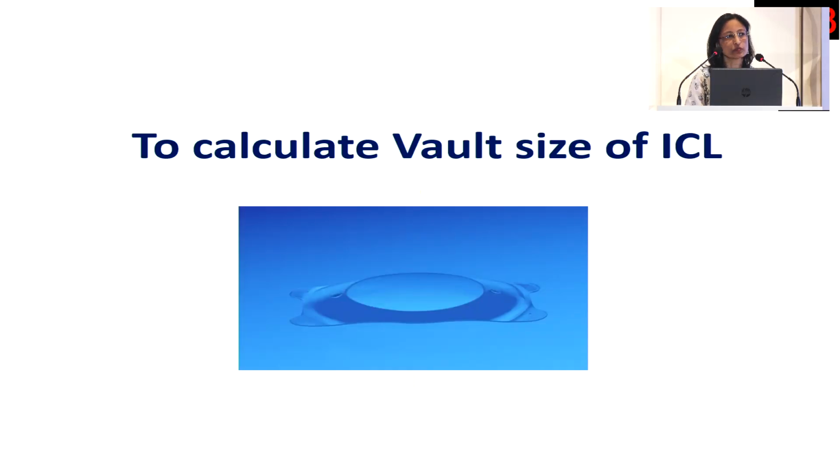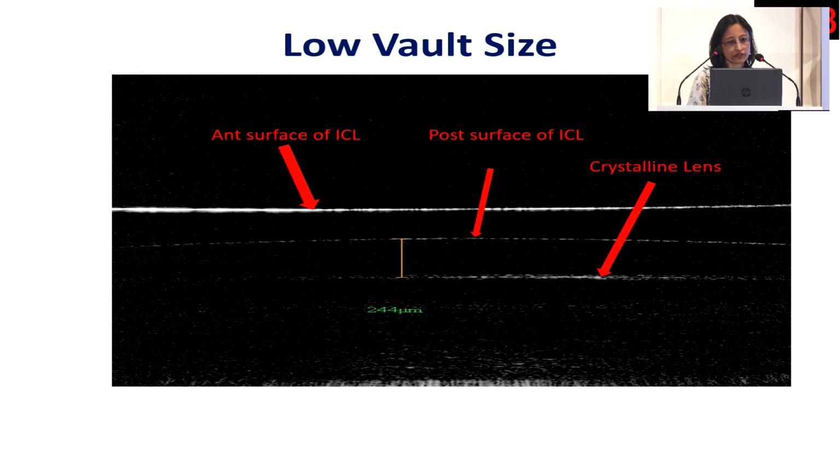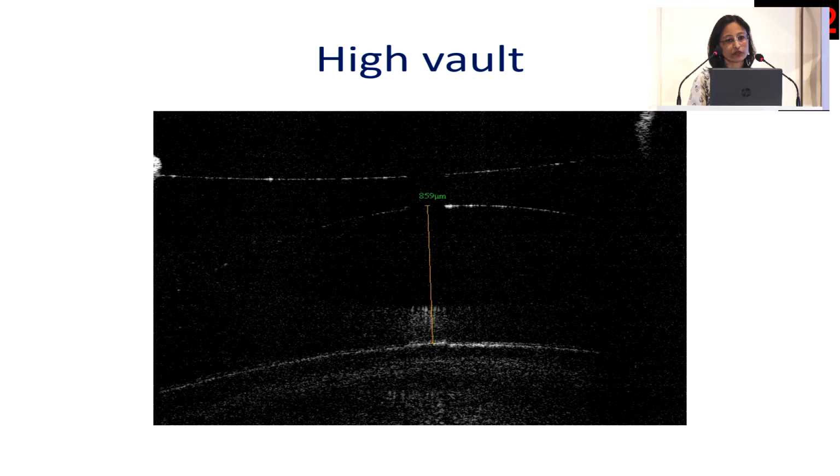Another application is to measure the vault size of the ICL. The vault size of the ICL is the distance between the posterior surface of the ICL and the anterior surface of the crystalline lens. The ideal vault size is somewhere around 250 to 750 microns. But if you see a very low vault like this, that predisposes the patient to cataract. And if the vault size is very high, then the patient is predisposed to pupillary block glaucoma and pigment dispersion.